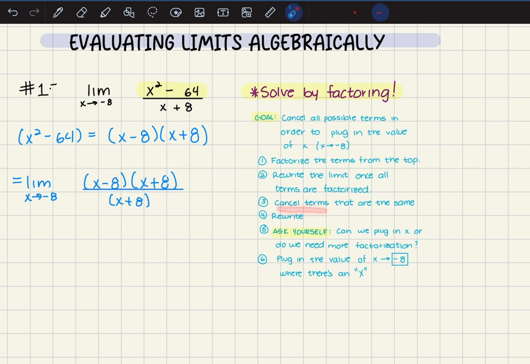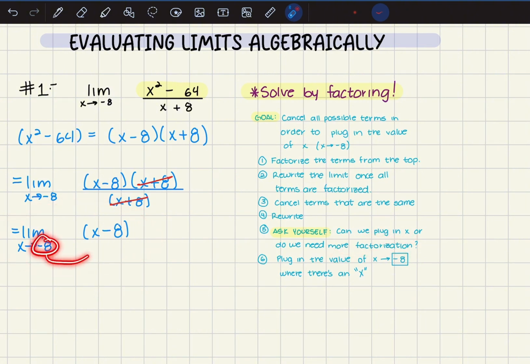Now we can go ahead and start canceling terms. In this case, we're going to cancel x plus 8, top and bottom. And now we're going to rewrite the limit, just to keep it organized. So it's going to be equal to the limit as x approaches negative 8 of x minus 8. So now that we have our limit, we're going to ask ourselves, can we plug in x or do we need more factorization or more steps?